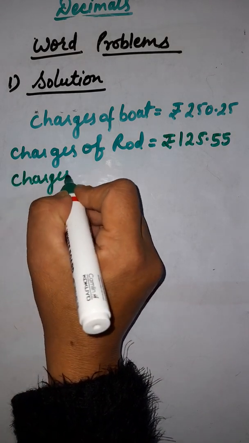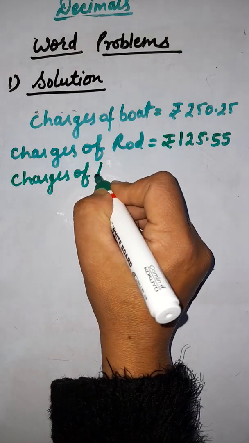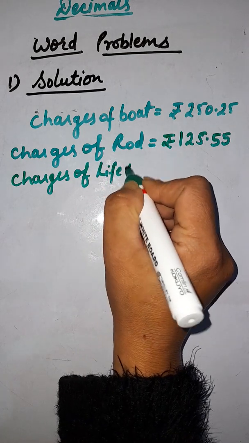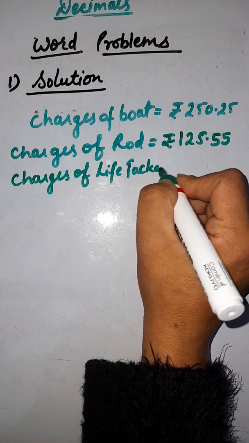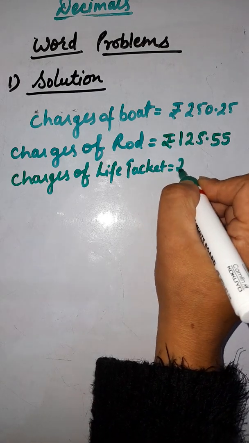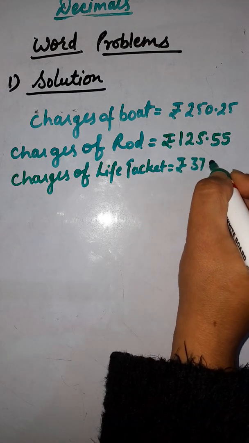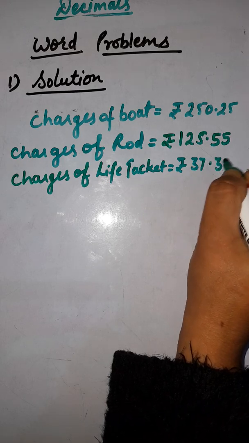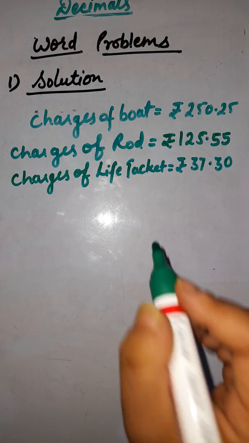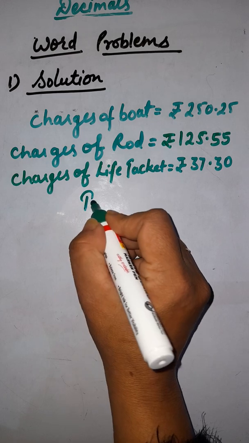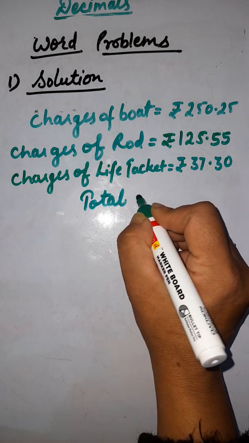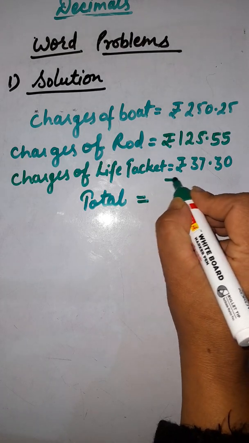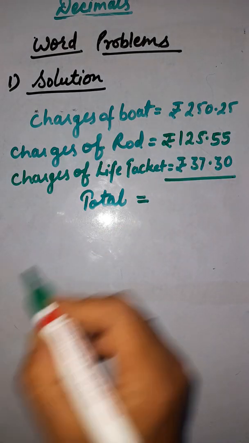Charges of life jacket is equal to rupees 37 and 30 paise. Now we have to find out the total amount. The total amount is, we add all the numbers.